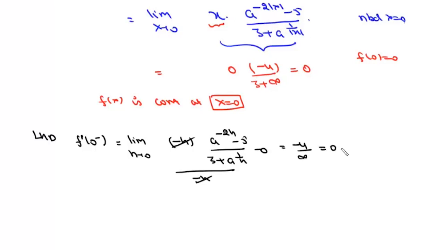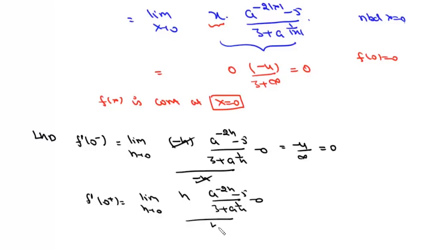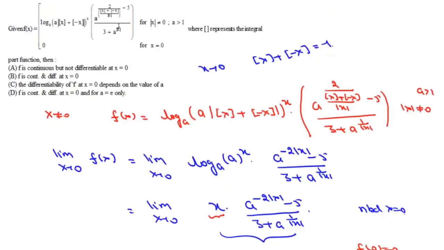So it will be 0. So left hand derivative at 0 is 0. In the same way, if we find its right hand derivative, it will be this limit h tends to 0, of h a to the power minus 2h minus 5 upon 3 plus a to the power 1 by h, minus 0, upon h. Now h and h will cancel. So again this value will be 0. So in this case, this function is differentiable at 0, its value is 0. So the answer to this question is, this function is continuous and differentiable at 0, and that's your option B.